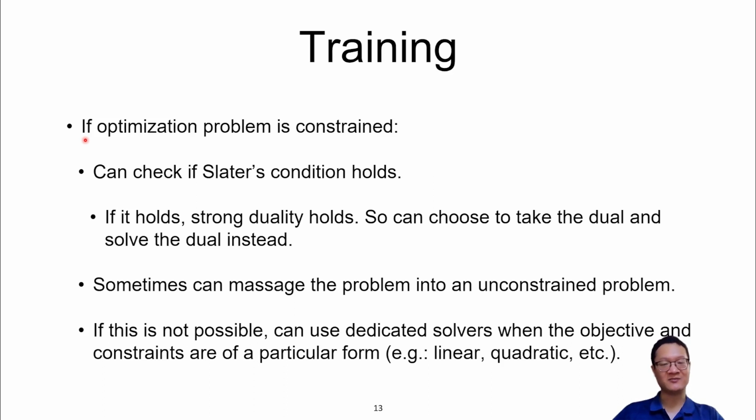If this is not possible, then we can still use dedicated solvers when the objective and constraints are of a particular form. For example, if we have linear constraints and quadratic cost, that would be a quadratic program, and there are many different solvers for those. We only touched on optimization. Normally that would be an entire course, and we actually do offer an optimization course. So if you're interested, definitely check it out.